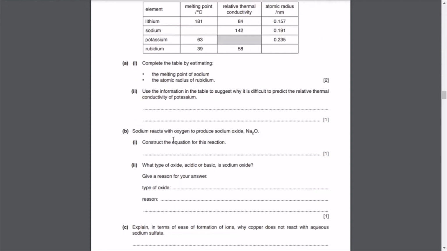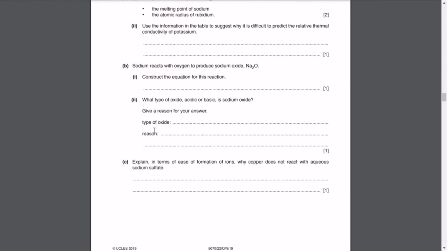Part 2: what type of oxide, acidic or basic, is sodium oxide? Give a reason for your answer. Alright, so because it is sodium oxide and sodium belongs to group 1, it is going to be a basic oxide. And why is it a basic oxide? Because it is from group 1, and group 1 is metal. And metals always form oxides that are basic. That's a fact. Again, this is 1 mark, so you are supposed to write both of them correctly.